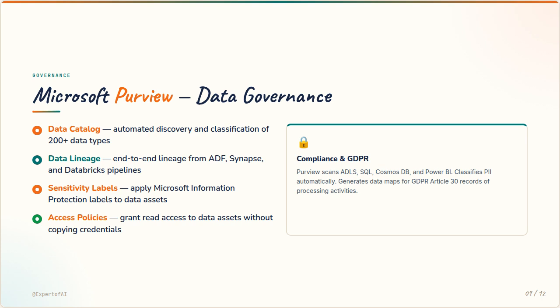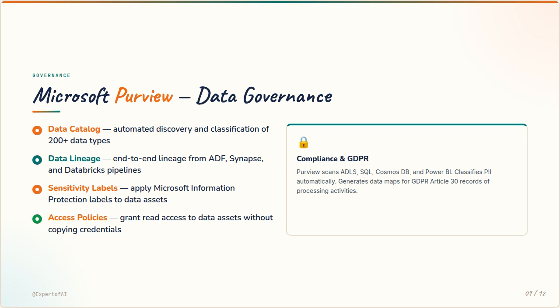Microsoft Purview is the unified data governance solution for the Azure Data Platform. The data catalog automatically discovers and classifies over 200 data types, including personally identifiable information, financial data, and health records across your entire Azure estate. Data Lineage tracks the complete journey of every data asset from its source through every ADF pipeline, Synapse transformation, and Databricks notebook to its final destination.